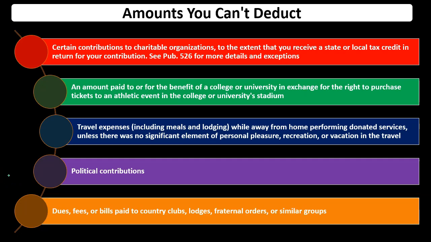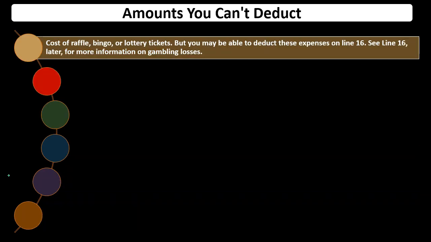Dues, fees, or bills paid to country clubs, lodges, fraternal organizations, or similar groups. So if they're going to be dues to some kind of group or society that you're going to be a member of or something like that, again, that's some type of exchange. You're paying the dues for the membership. That seems like an exchange, not a charitable amount.